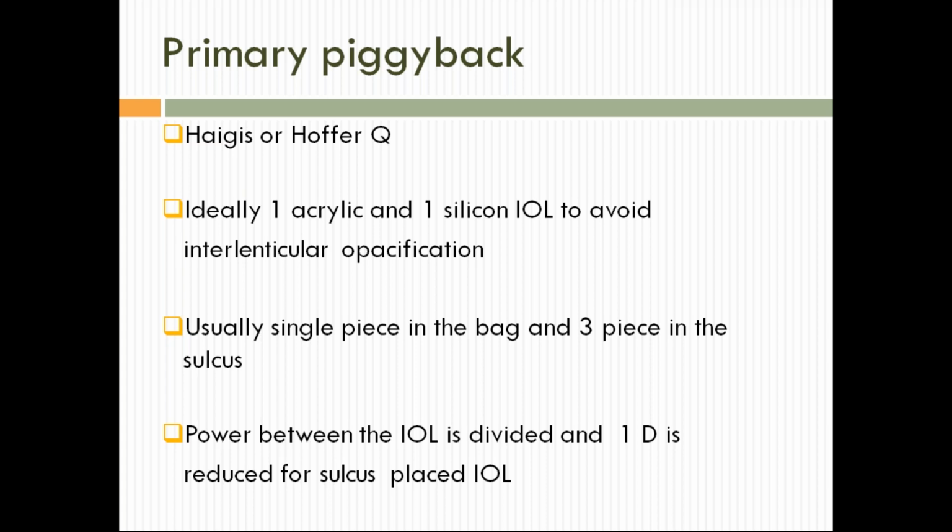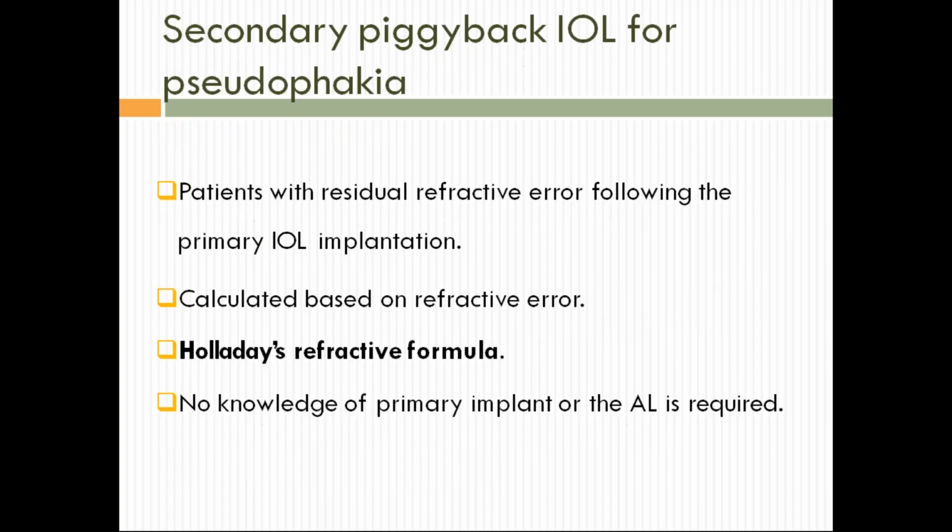Primary piggyback IOL. In primary piggyback IOL, the Holladay or Hoffer formula can be used. Ideally, one acrylic and one silicone IOL to avoid interlenticular opacification. Usually, a single piece in the bag and a 3-piece in the sulcus is placed, and power between the IOLs is divided and one diopter is reduced for the sulcus placed IOL.